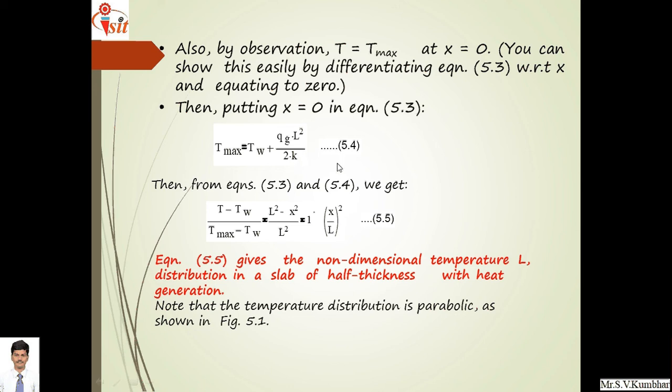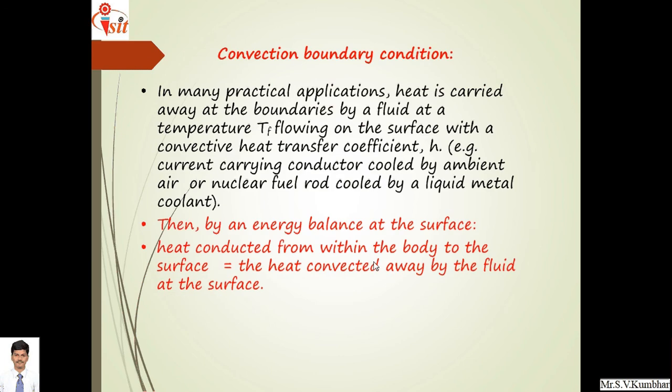Now from equation 5.4 and 5.3, we can write T minus Tw upon T max minus Tw, which is equal to L square minus x square upon L square, which can be rewritten as 1 minus x upon L, bracket square. Now if you observe carefully this equation, the temperature at any distance x from the origin is a function of x square. It means that it follows a parabola. Therefore, the temperature distribution will be parabolic in nature, as we have already shown.